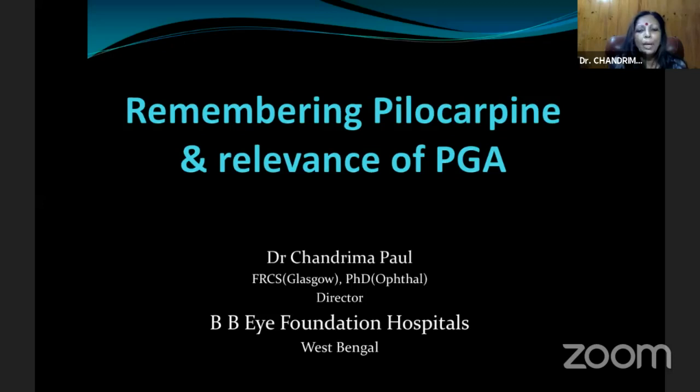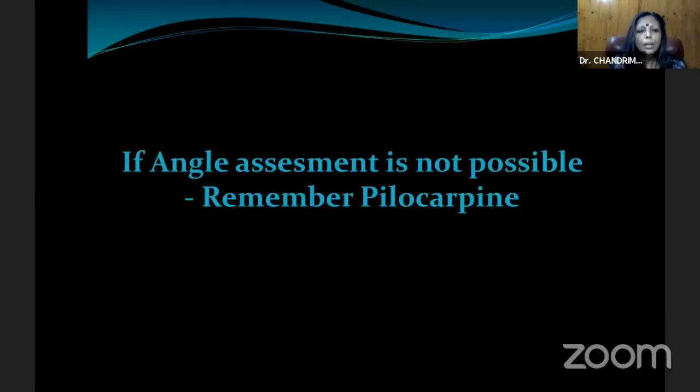So, remembering pilocarpine and the relevance of PG analogues. In medical school, we heard that if angle assessment is not possible, remember pilocarpine. The first part of the statement doesn't hold true anymore, because we must do a gonioscopy, come what may. But the second part, let's remember pilocarpine, yes, we should.